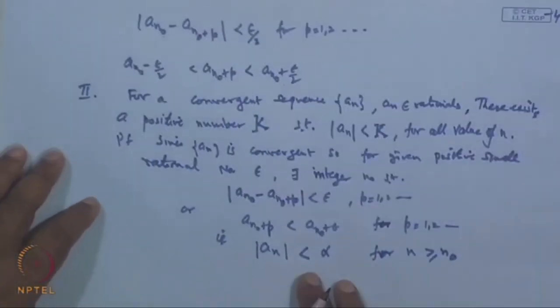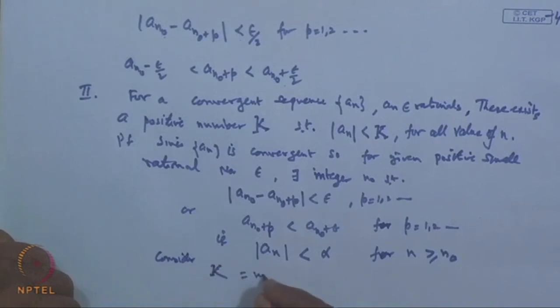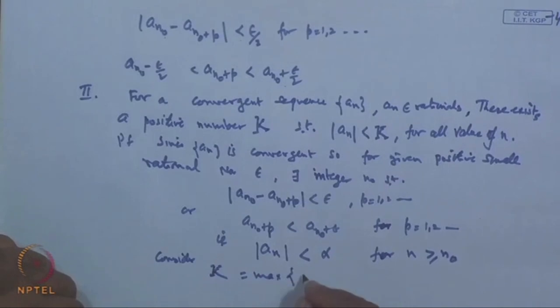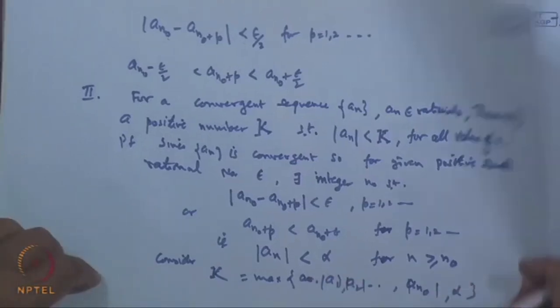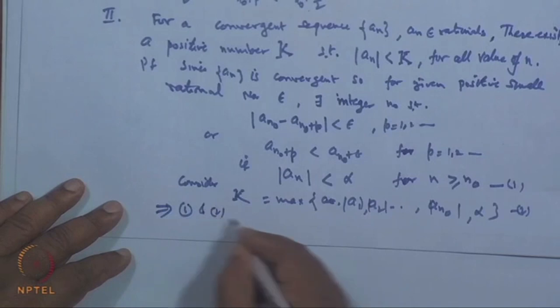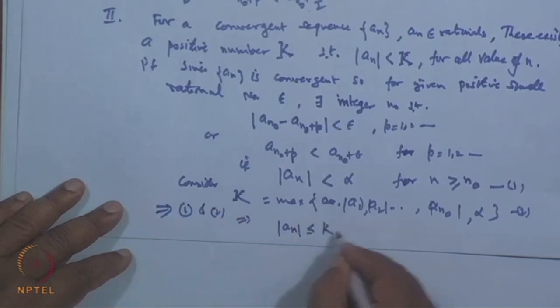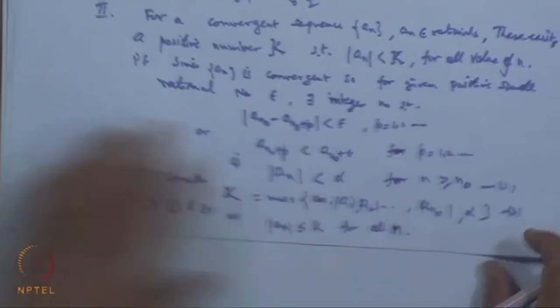So, what is left now? Consider k as the maximum of mod a naught, a1, a2, up to a n naught minus 1, taking the positive absolute values, and then alpha also. So, if I take k as a maximum, then using the first and second, we can say a n will remain less than or equal to k for all n, that is mod a n is less than k for all n. Okay? So, this proves the result.